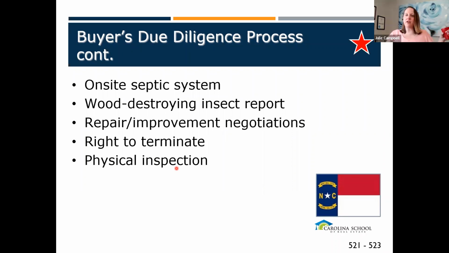Then there's the wood destroying insect report. We refer to this as the pest inspection, but specifically the wood destroying insect report, the pest inspection is not looking for all pests. They are just looking for the ones that destroy wood. Termites, carpenter bees, powder post beetles, those little suckers can do some damage. And when the pest inspector's in there, they're looking for evidence of wood destroying insects.